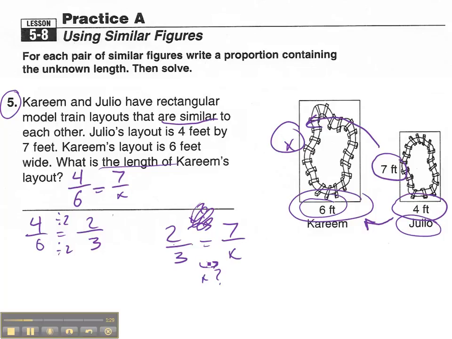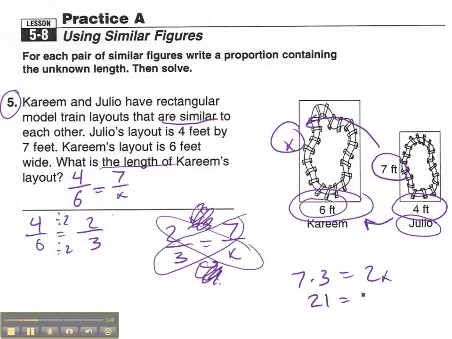So scrap that idea and just remember that cross products must be equal. If these ratios are equal, or these are proportional, the cross products must be equal. So 7 times 3 is equal to 2 times x, or 2x. 7 times 3 is 21. 21 equals 2x. And then we undo this multiplication with the inverse operation, which is division on both sides. 2 over 2 is 1, so we just get 1x equals 21 divided by 2.